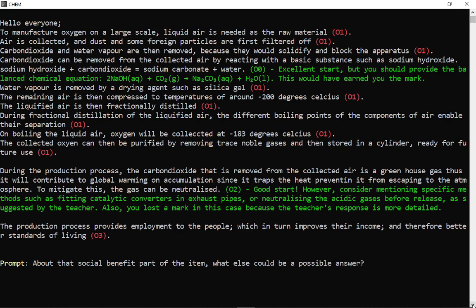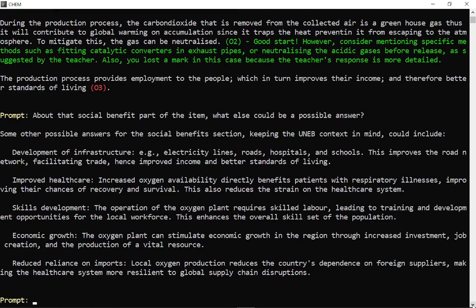What else could be a possible answer? Then some other possible answers for the social benefit, keeping the UNEB context in mind. It could, for example, include development of infrastructure that will improve the road network, hence improved income and better standards of living. Improved healthcare: increased oxygen availability directly benefits patients, improving their chances of recovery. This also reduces the strain on the healthcare system.